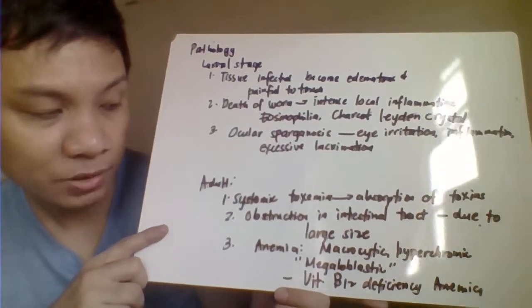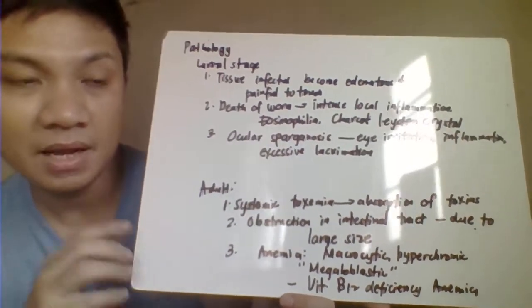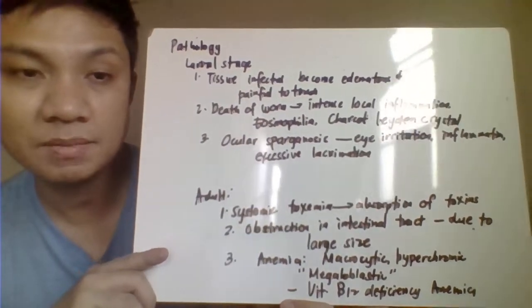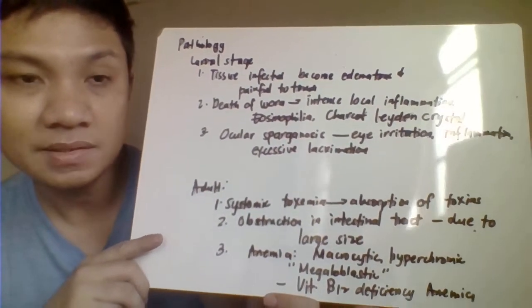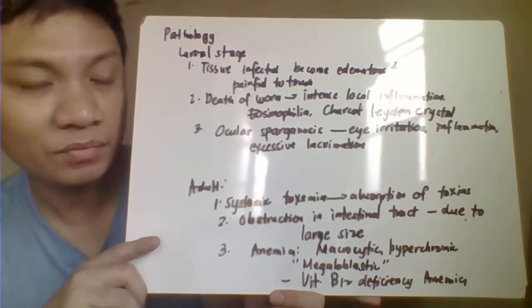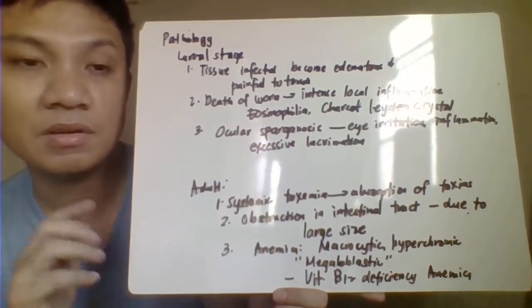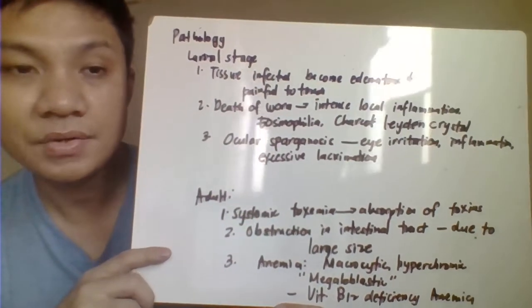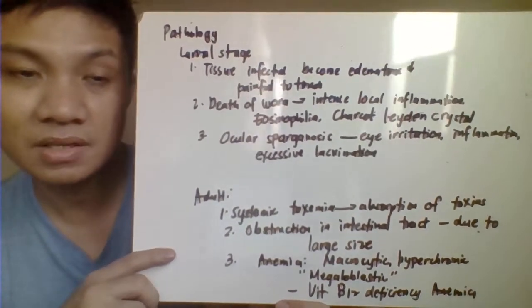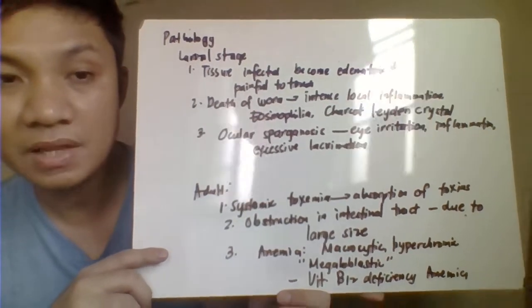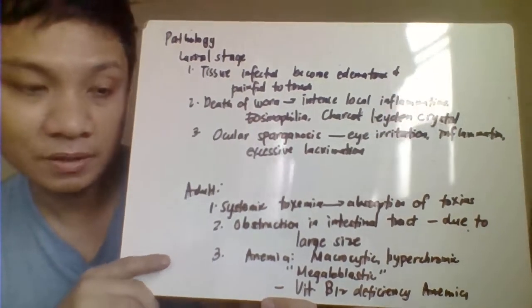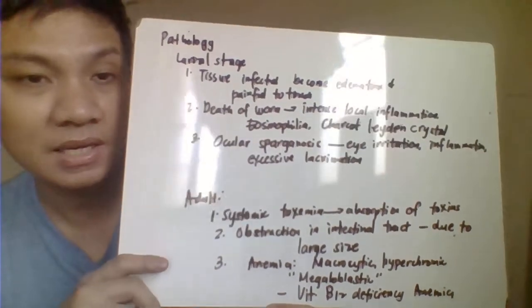Adult one could try to cause systemic manifestation since remember that adult worms inhabit your small intestine. It tries to cause systemic toxemia because of absorption here of the different toxins from the worm. Second one, it might also result here to the obstruction in your gastrointestinal tract and your intestinal tract because of the large size of the adult worm. So, bumabara siya doon. The third one, we have here your anemia.